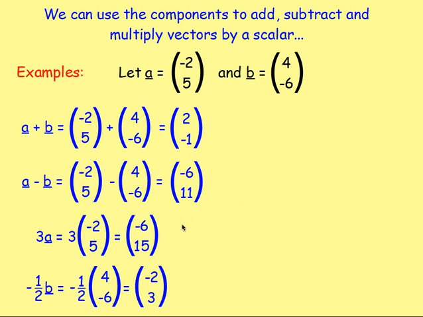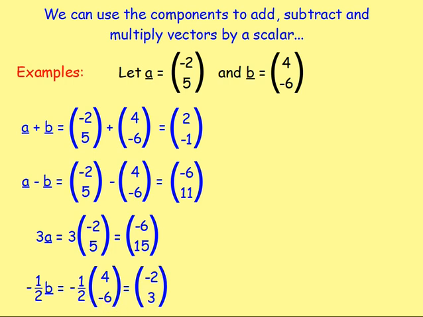If you're multiplying a vector by a scalar, so if you're multiplying it by a number, all you're doing is you're multiplying each of the components by that number. So here, 3 times -2 is -6, 3 times 5 is 15, so that will be 3a. If you're halving the vector, well, really, you're multiplying by a half, so multiply each of the components by -1/2 in this example.